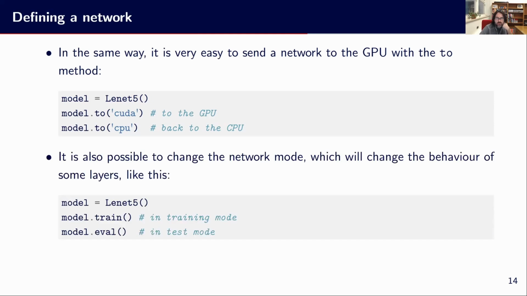It is also possible to change the network mode, which will change the behavior of layers. When we are training, the way we process data is different than when we are testing. So if we call train, we put the network in the training mode. If we call eval, we put it into the test evaluation mode.